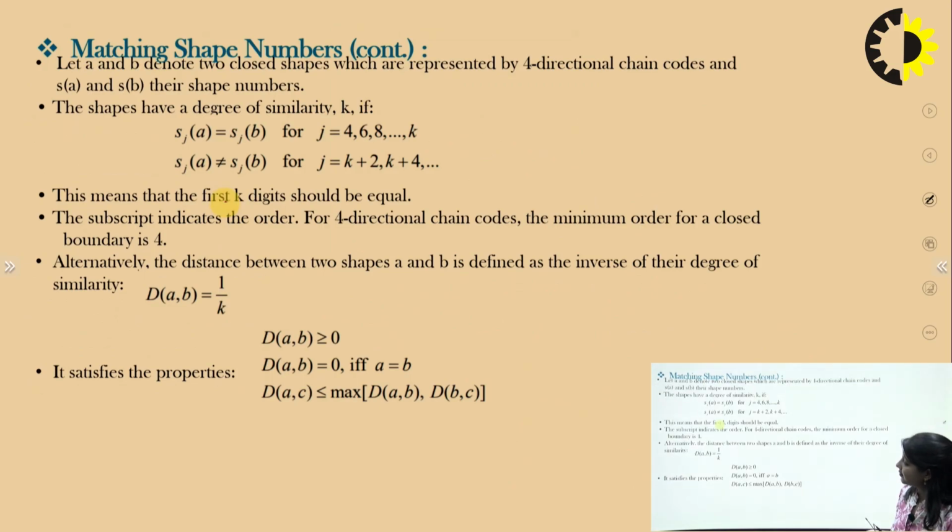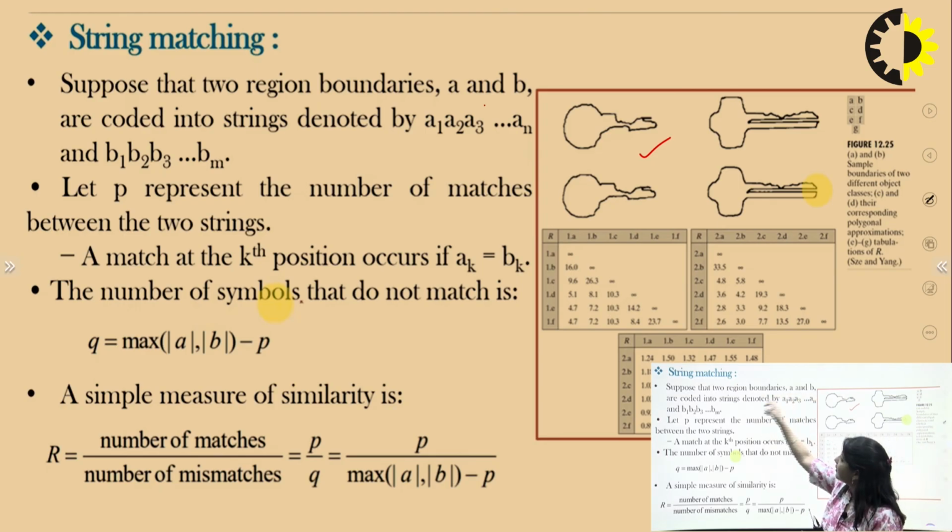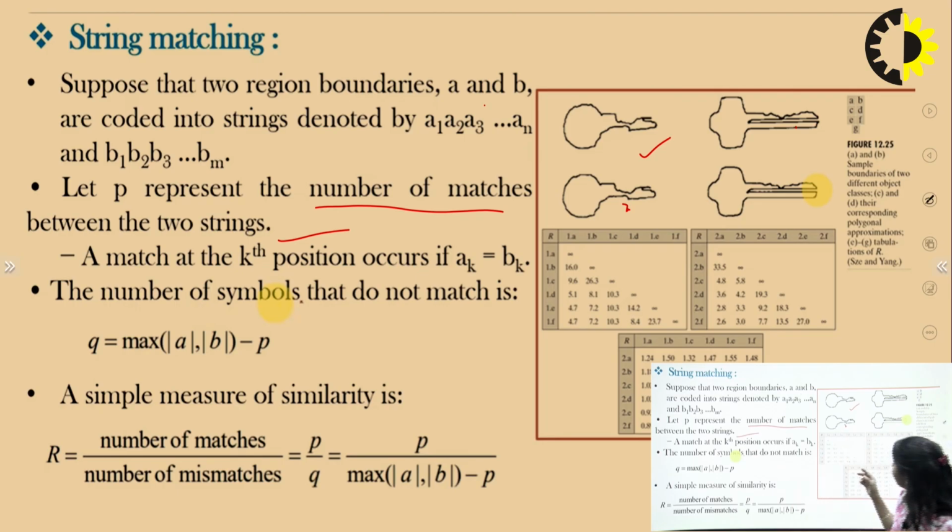And next is string matching. In string matching, this is the shape, and we calculate the Euclidean distance here. This shape has two regions, A and B, coded into strings denoted by A1, A2, A3. These are the two shapes. First we normalize the shape with the help of polygon approximation. Then we have to find P, the number of matches between the two strings. So we have to find the matches.